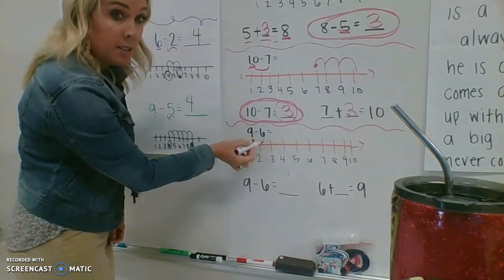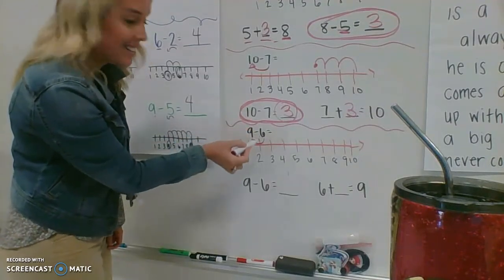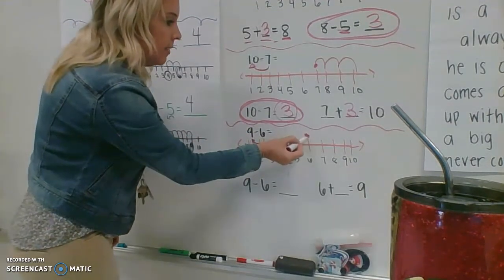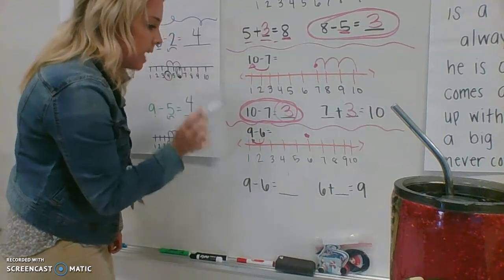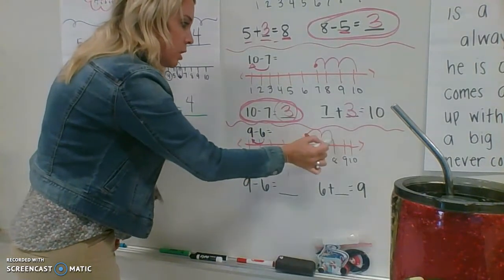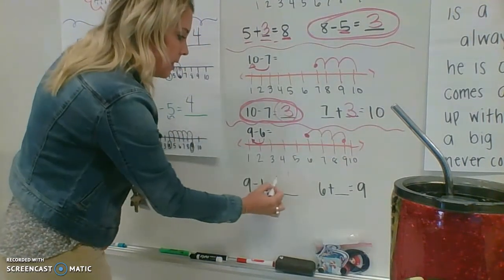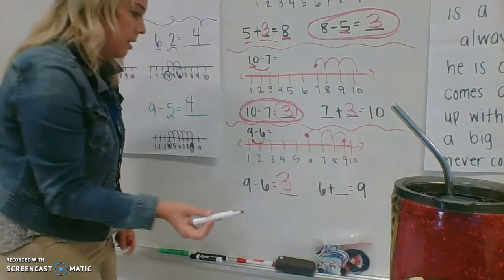So we're going to start with a smaller number. What's the smaller number? The number 6. So, I'm going to start with the number 6. How many times does it take me to jump to get to the number 9? So 1, 2, 3. I jumped to the number 9. It took me 3 times. That is my answer. Yay.